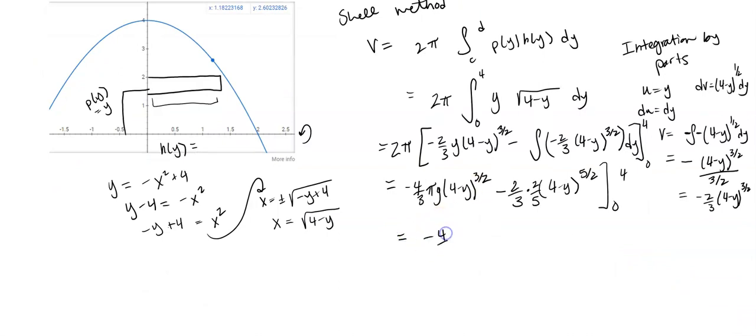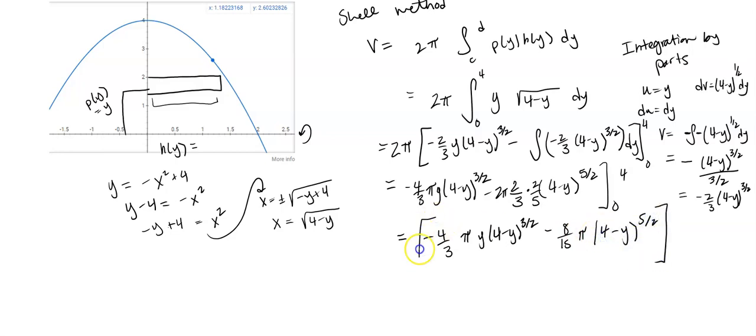So that gives me negative 4/3, and there was a 2 pi here as well that we kind of lost. It got distributed. So I'll have negative 4/3 pi y times (4 minus y) to the 3 halves minus 8/15 pi times (4 minus y) to the 5 halves. And then we still have to plug in everything in that from 0 to 4.